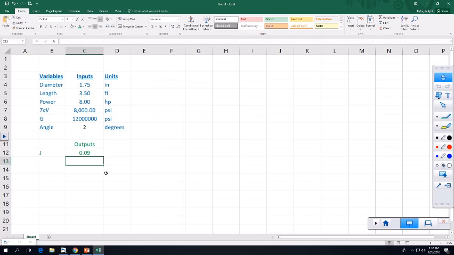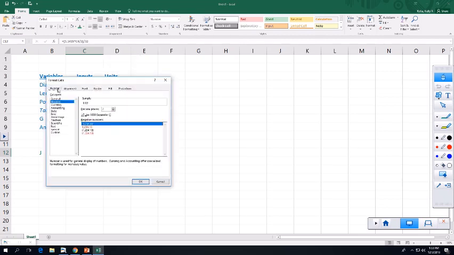0.09. Now I'm not sure. Oh, it's supposed to be 0.9. What did I do wrong here? Let's try that again. 3.1415, divided by 2. Cells. Number.